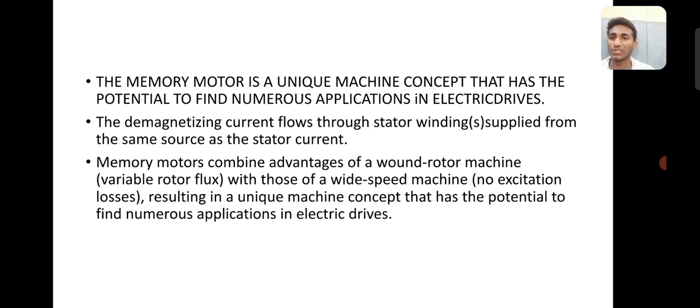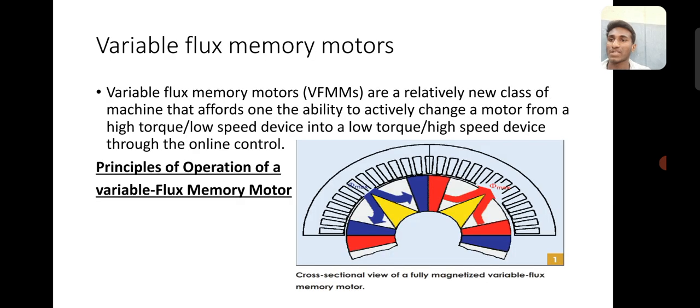As mentioned before, these memory motors have small changes leading to many applications in electric drives. Here you can see the first machine, which is known as the variable flux memory motor. This is the cross-sectional view of a fully magnetized variable flux memory motor, which works under the principle of variable flux. As flux changes, the power and the rotation of this motor change.